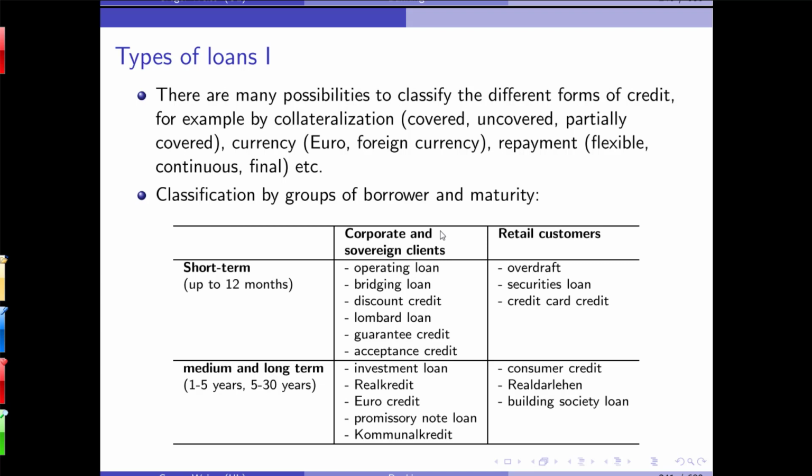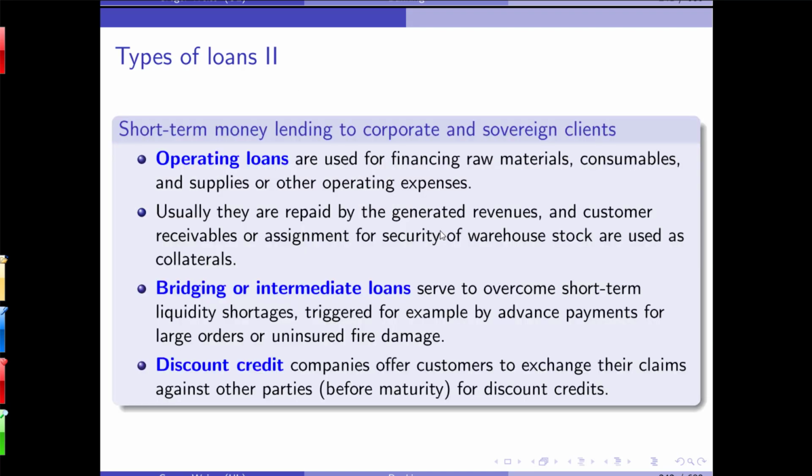Corporate customers, on the other hand, they will get an operating loan, a bridging loan, discount credit, Lombard loan, guarantee loan, acceptance loan, investment loan, Realkredit, Euro credit loan, promissory note loan, Kommunalkredit, a communal loan, which is very special. That's a loan given out to a municipality, for example, to a city or a county. Banks always, of course, also finance municipalities, but it's very different from usual lending because municipalities, at least in Germany, are risk-free. They cannot default. They differ when it comes to the types of securities and collaterals used.